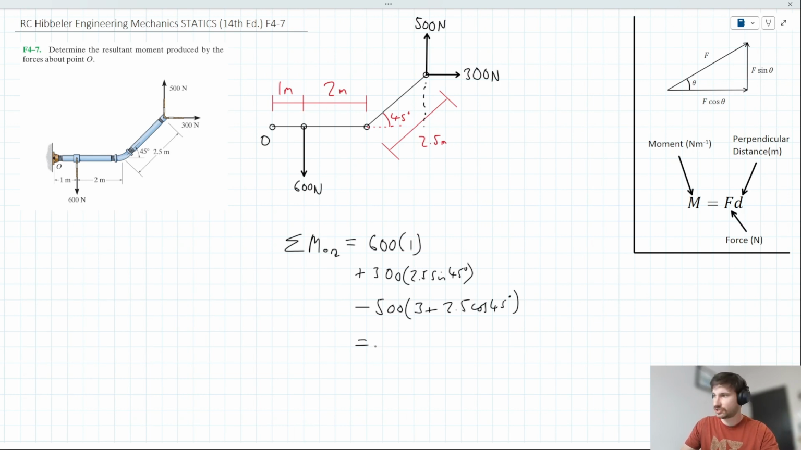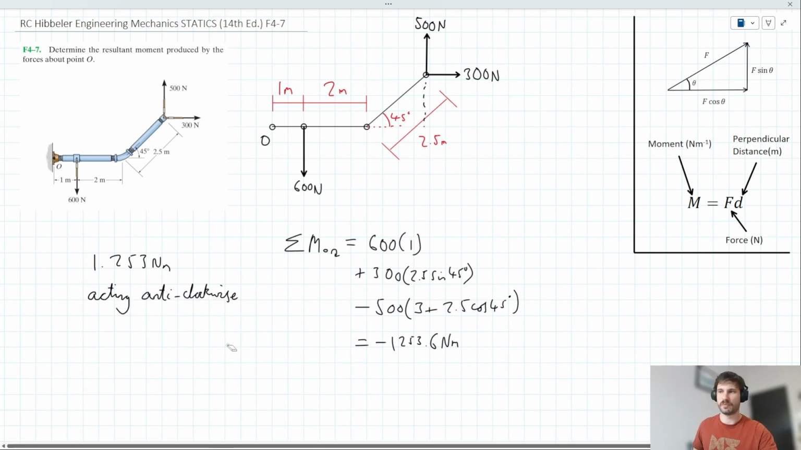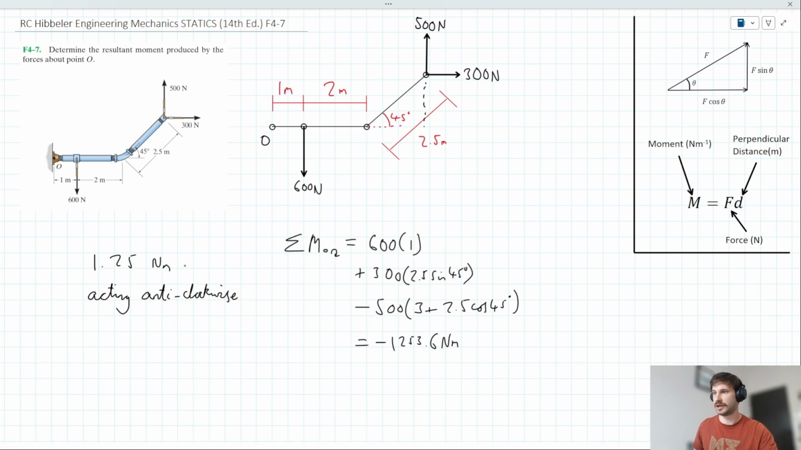So this is just a simple case of putting this into our calculator here. And when you do that, that should give you a value of minus 1,253.6 Newton meters. We can obviously simplify this. We can convert this into kilonewton meters. So we can say 1.253 kilonewton meters. And then to account for the negative here, I'm just going to say acting anti-clockwise, and maybe I don't need 3 decimal places there. Let's just keep it to 3 significant figures here, and that's our solution there.